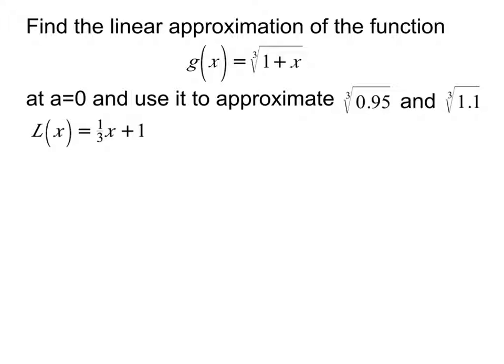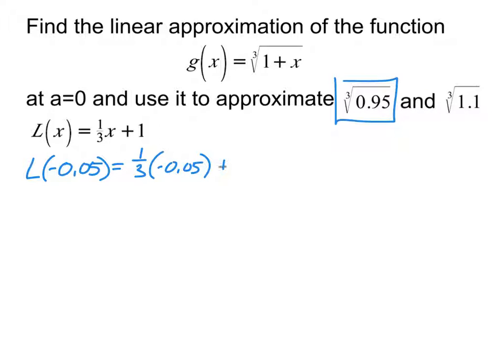We now have enough information to go ahead and finish off this problem and do our two estimates. So I figured out my linearized equation. That's the linearization. And I figured out that for the first one, for the 0.95 here, I'm going to have to figure out what is L of negative 0.05. Again, because I'm saying what do I plug in for x in order to make that be that number. All right, so we plug that in. So we do 1/3 times a negative 0.05 plus 1.